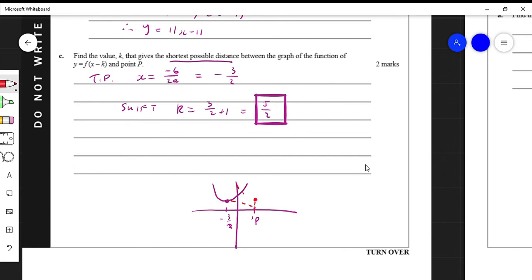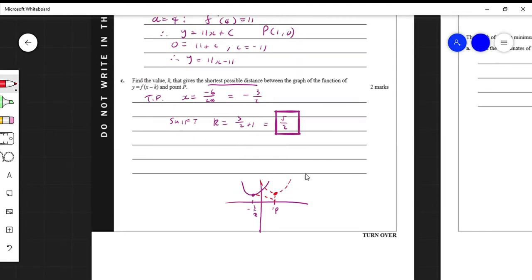So you can see we would have a graph like this, where our turning point would be on the point x equals 1, and we've just shifted the whole graph to the right, so that it's closer to the point P. Because if we went any further, then it would be another diagonal line.